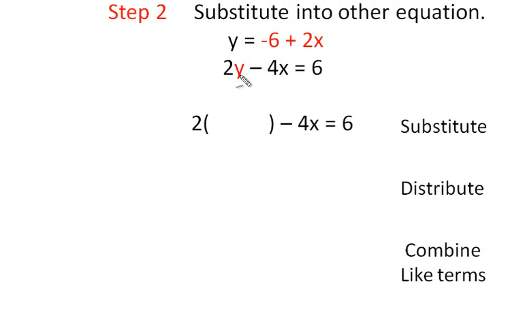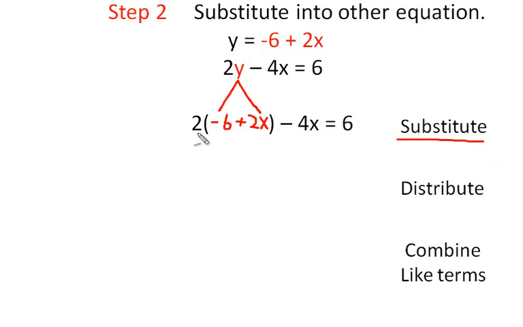Like I said, for step 2, we're going to use substitution. We know y is equal to negative 6 plus 2x. So instead of y in our second equation, we're going to substitute what we know y is equal to, which is negative 6 plus 2x. Okay, so now that was our substitution step.